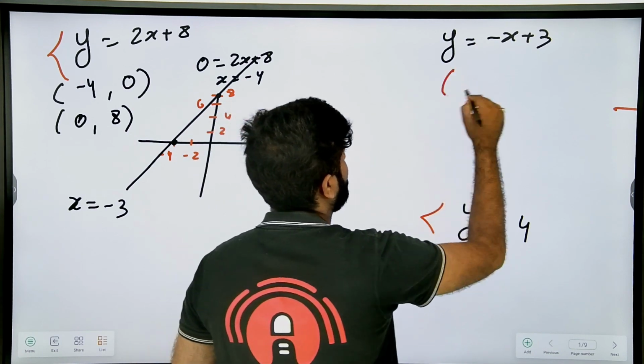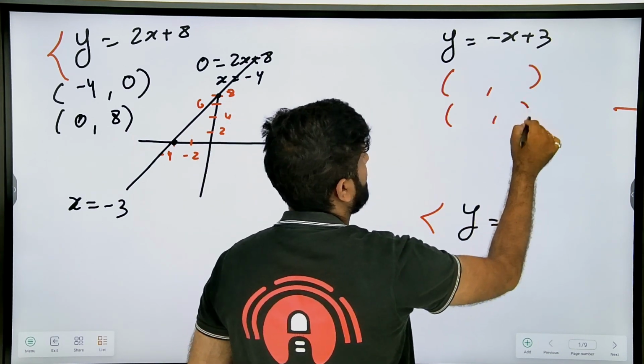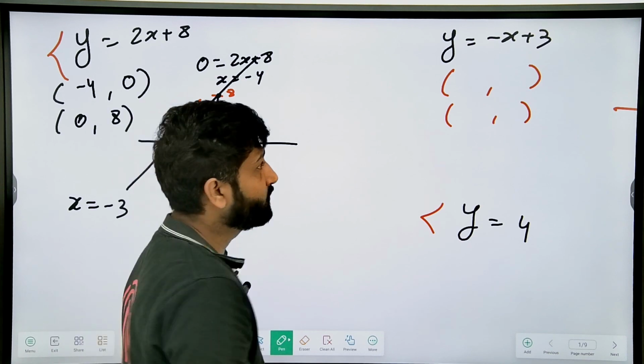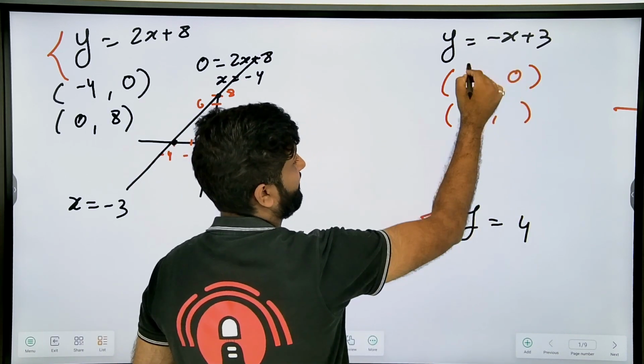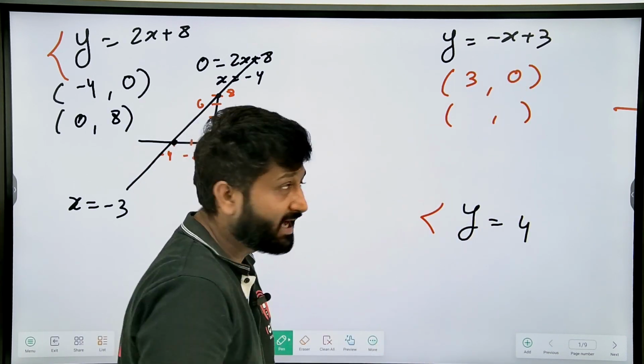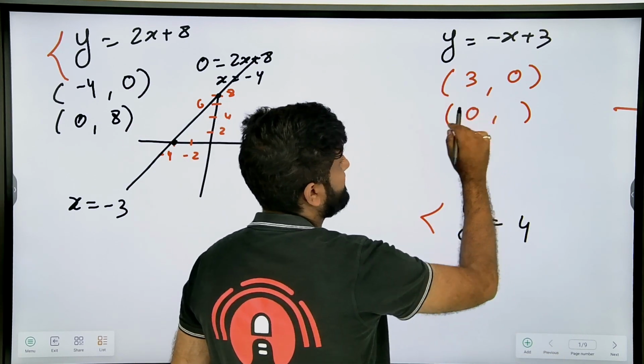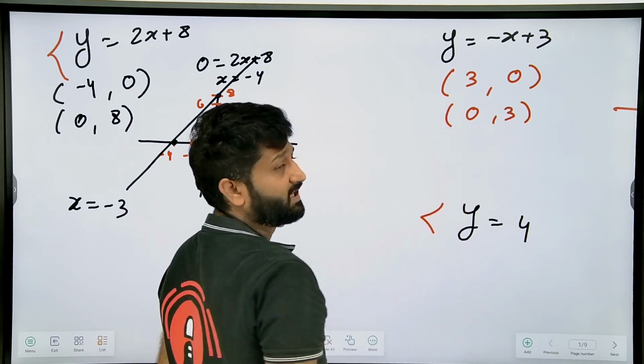Now guys, what is my x intercept? X intercept is a point where my y is 0. So if I substitute y as 0, I'll have my x as 3. And when my x is 0, y is going to be 3.